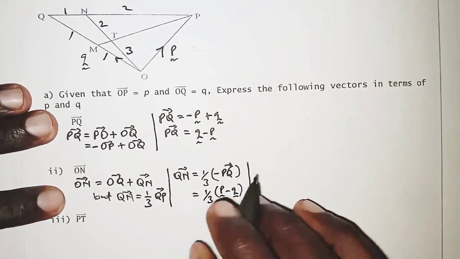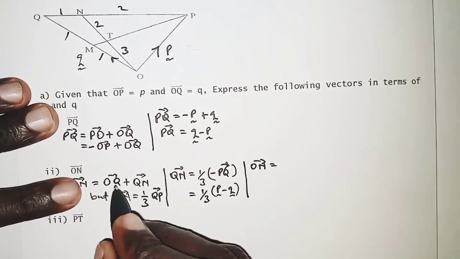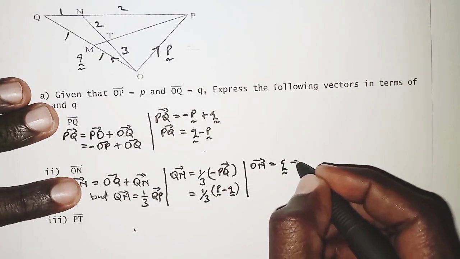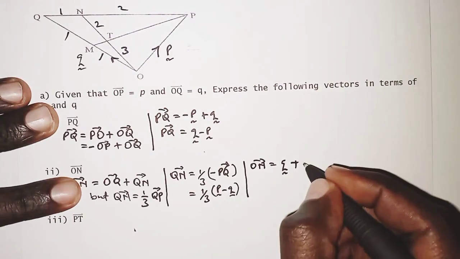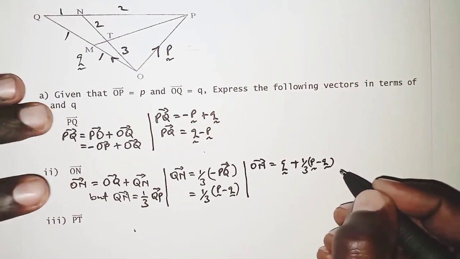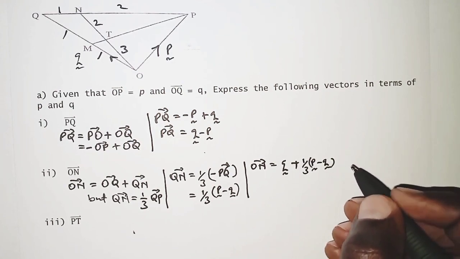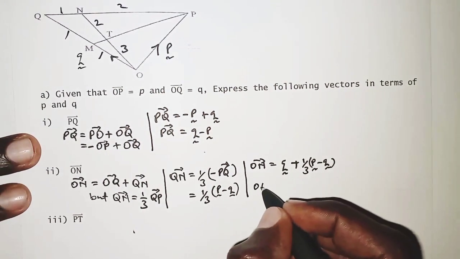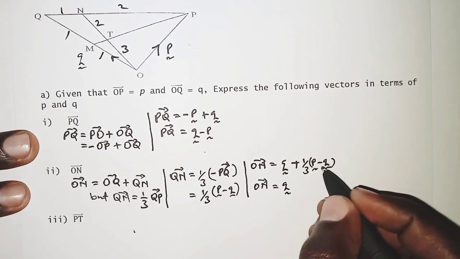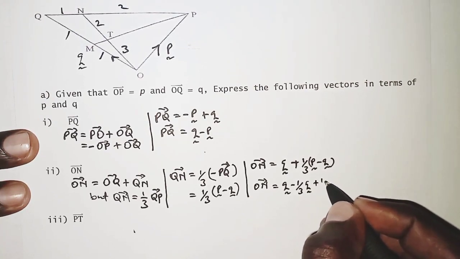So finally, for that bit, we can get ON, which is simply OQ, but OQ is Q, plus QN, but QN is a third P minus Q. So from here, we can therefore say ON is equal to Q minus a third Q plus a third P.